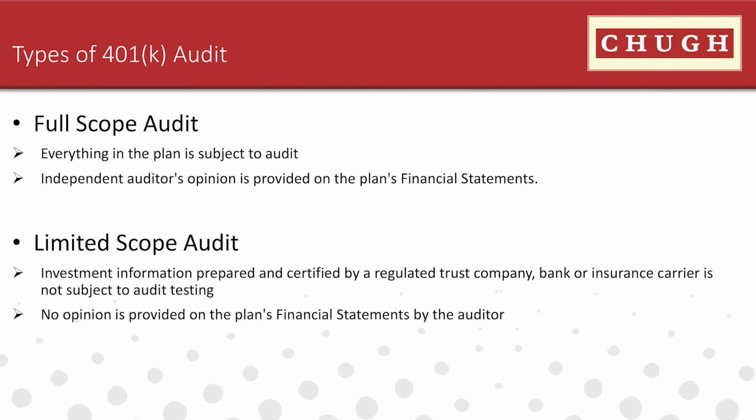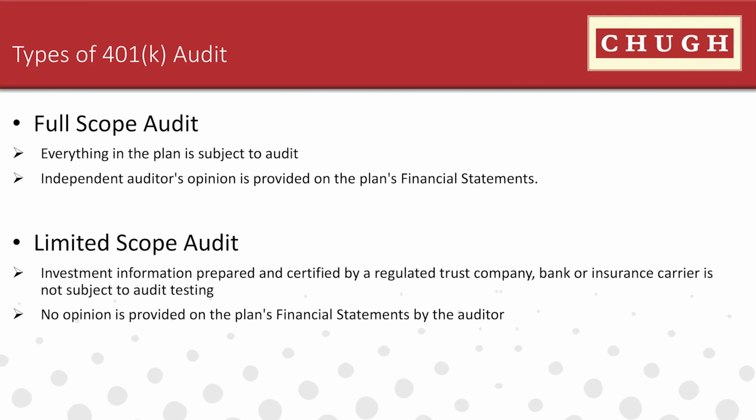In a full scope audit, the auditor audits everything, including participants' eligibility, 401k loans, investments, and so on. The auditor assesses the reliability, fairness, and appropriateness of the plan's financial information as reported by the plan management and issues an opinion on whether the financial statements as a whole are free of material misstatement in the case of a full scope audit.